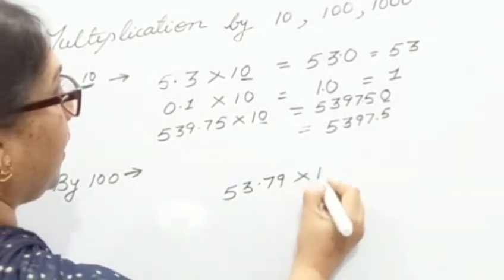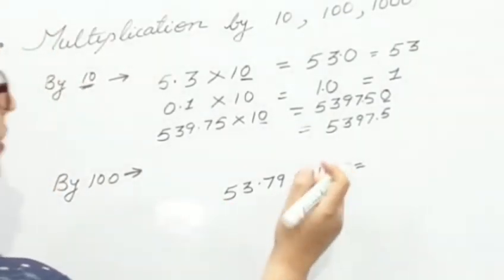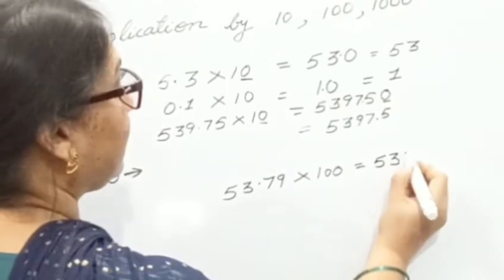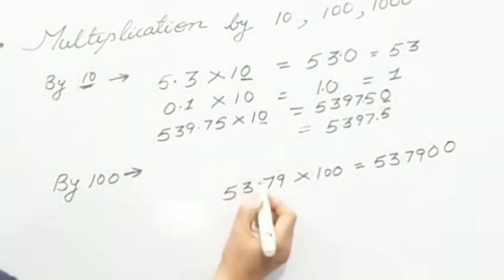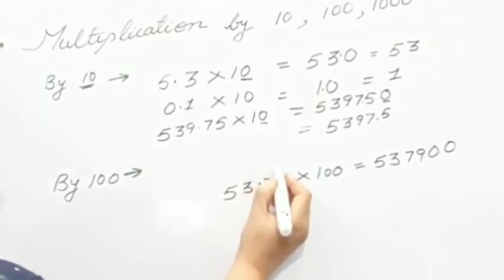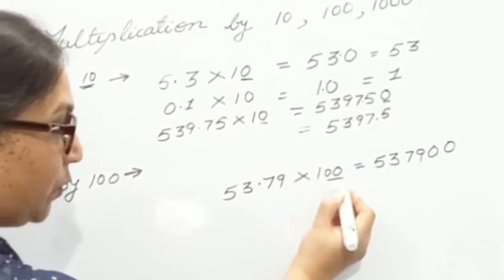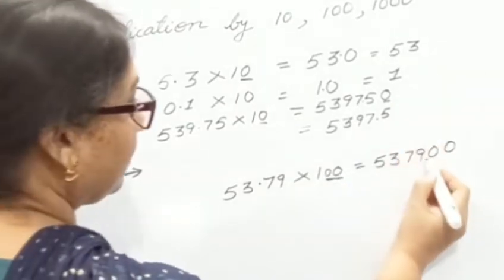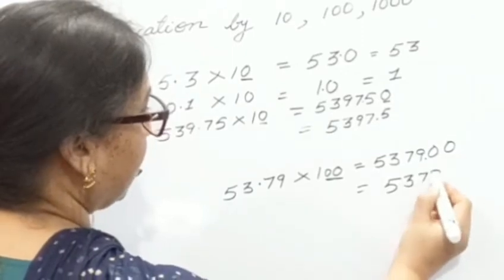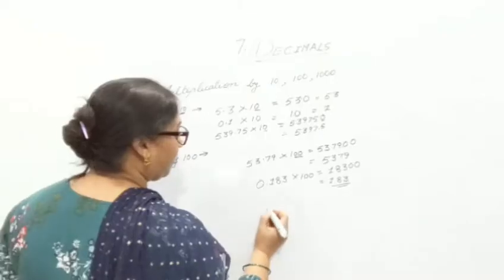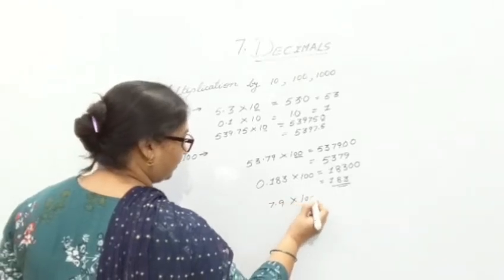53.79 into 100. Step 1, multiply the whole number by 100, it becomes 5379 followed by 2 zeros. Now shift the decimal how many places to the right? Shift the decimal 2 places to the right, as there are 2 zeros in it. So it becomes 5379. Next example, suppose you have 7.9 into 100.